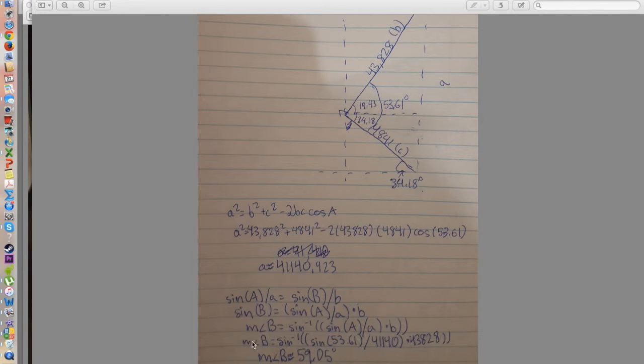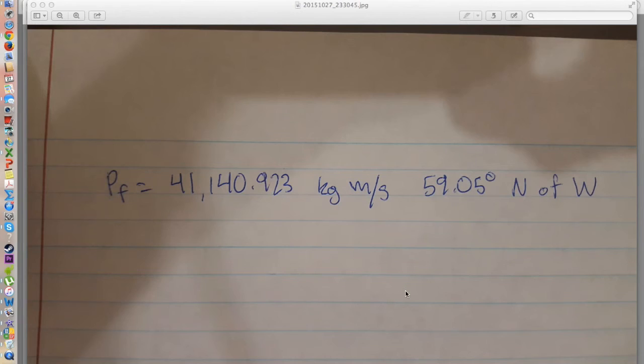And then we isolate the measure of angle B, and we figure out that the measure of angle B is equal to the inverse sine times the sine of 53.61 divided by 41,140 times 43,828. And we figure out that the measure of angle B is equal to 59.05 degrees north of west, which is not mentioned here, but will be mentioned later. So based on vector analysis, the final momentum of the white car should be 41,140.923 kilograms meters per second, 59.05 degrees north of west.